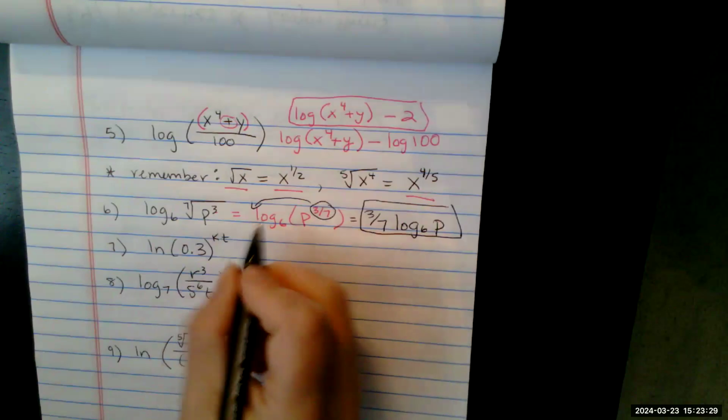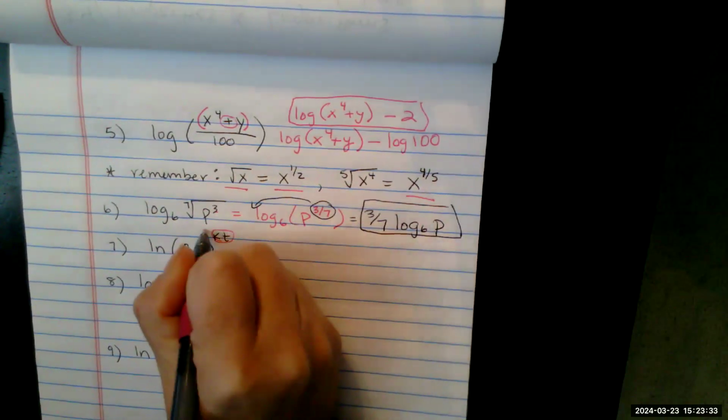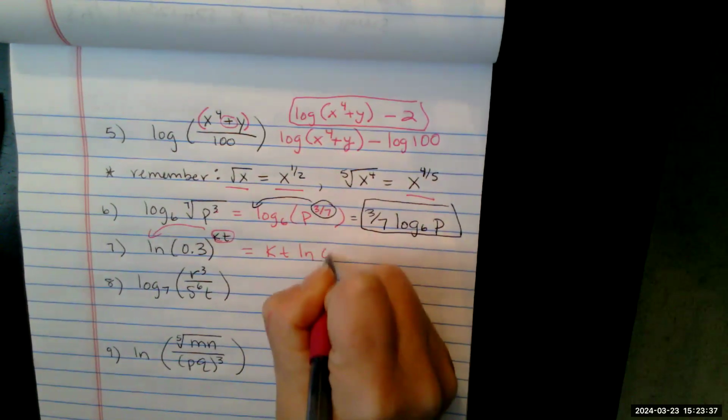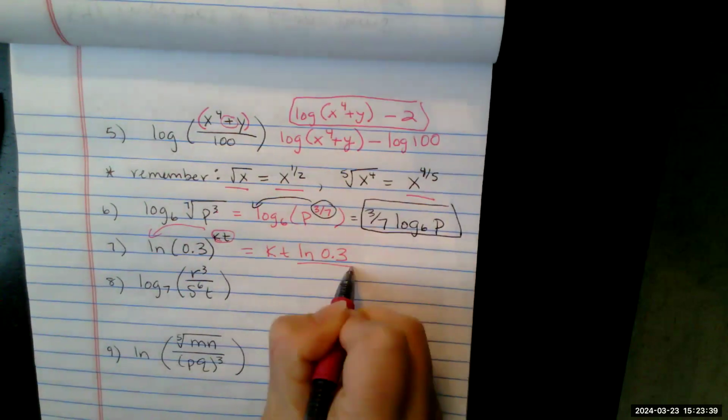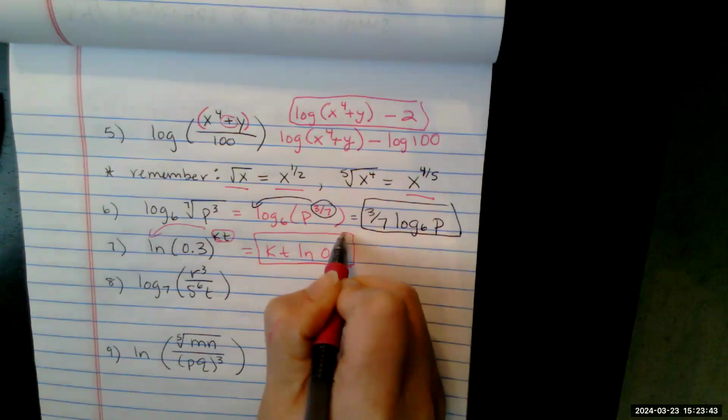Okay, same thing with this one. Nothing much to do, but there's an exponent. So that exponent can come out front. I can think about if this could become nice, but it can't. e to what power is 0.3? No idea.